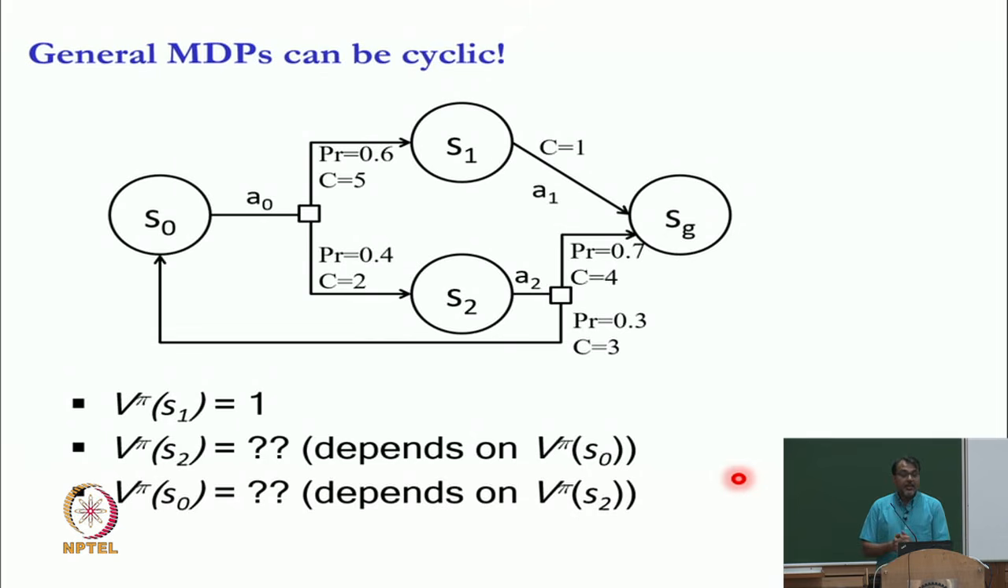Here with S0 you get to S2 with some probability, but when you take an action A2 in S2, with small probability you come back to S0. Now, here you can compute V pi of S1 easily, which will be 1, and goal, which will be 0, but you do not know how to easily compute V pi of S2 and V pi of S0, because V pi of S2 depends on V pi of S0 and V pi of S0 depends on V pi of S2.